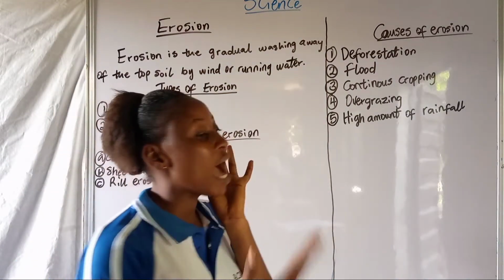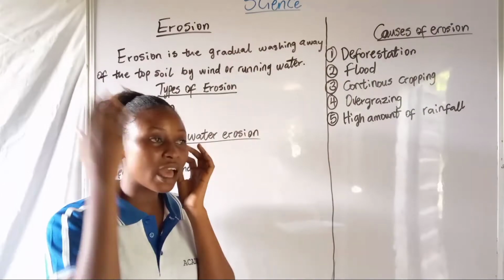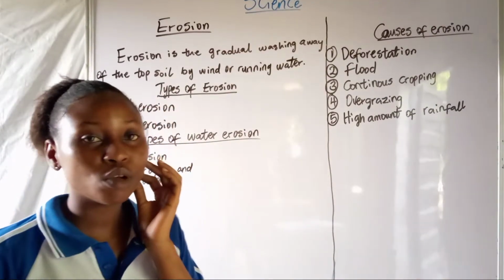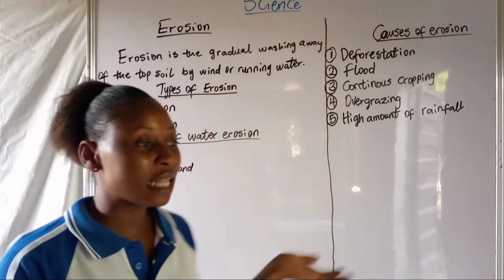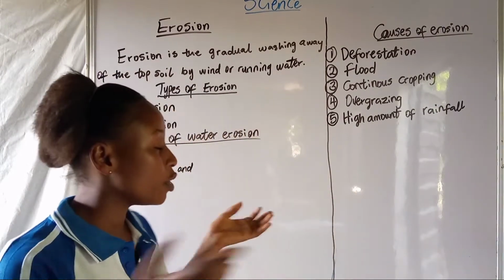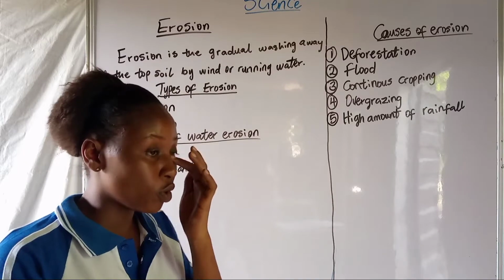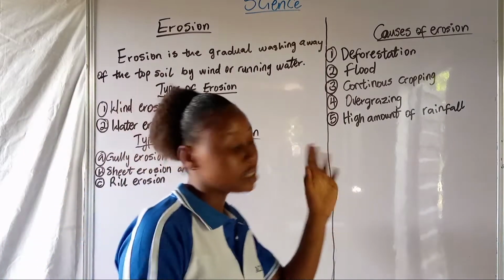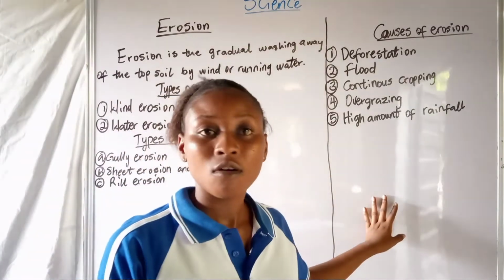And also, we have high amounts of rainfall. When there is heavy rainfall, erosion occurs. We have some other ones like leaching. We have high amounts of wind, and so on. We have some other causes, but these are the few that we brought out for you.